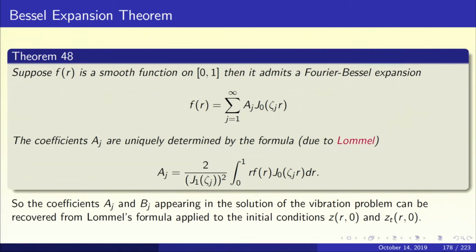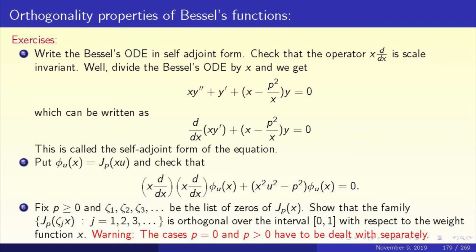Good. So, now there are some exercises on Bessel's functions. Write the Bessel's ODE in self-adjoint form, namely, that is a form in which the Bessel's function appears. You divide by x and you get x y double prime plus y prime plus (x minus p squared over x) y equal to 0. The first two terms, x y double prime and y prime, combine as d dx of x y prime. This form is called the self-adjoint form of the Bessel's equation.